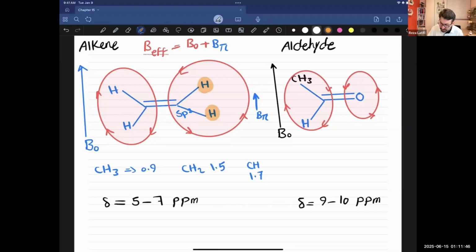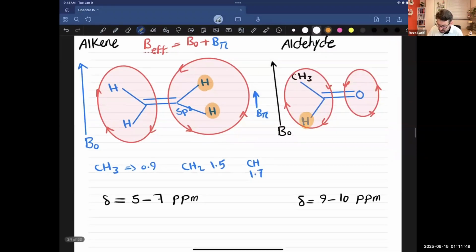So the hydrogen atom, the aldehyde hydrogen, the hydrogen atom attached to the carbonyl group, is going to feel a new magnetic field, which is going to be from the pi system. And so again, the effective magnetic field will be B0 plus B of the pi system. And so now we have two technical factors involved, and they are causing the chemical shift to go even higher.